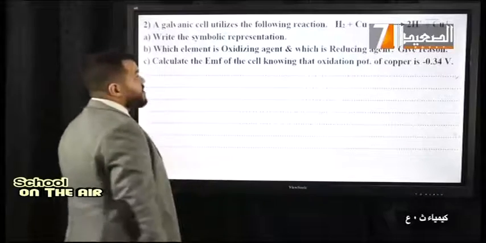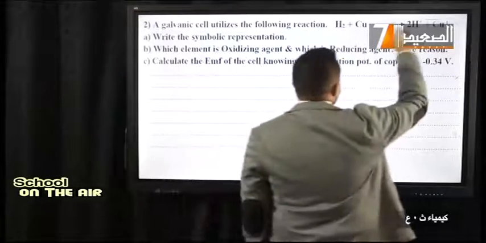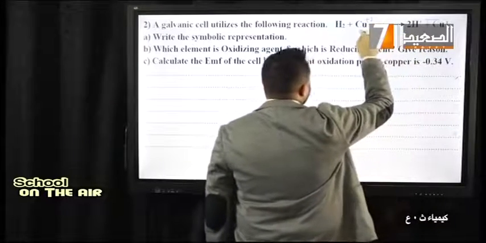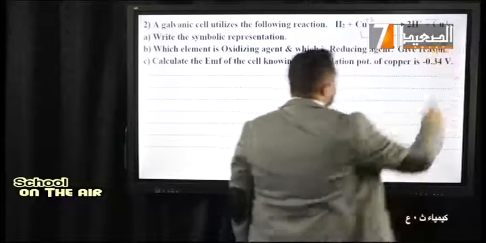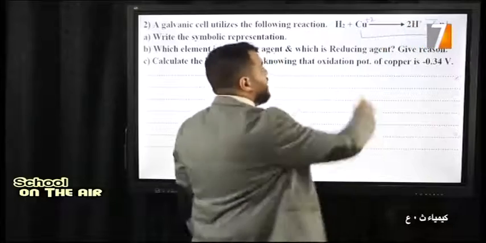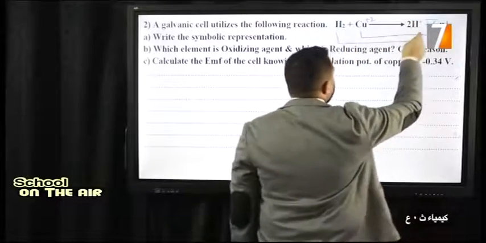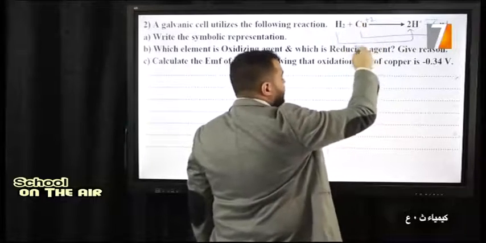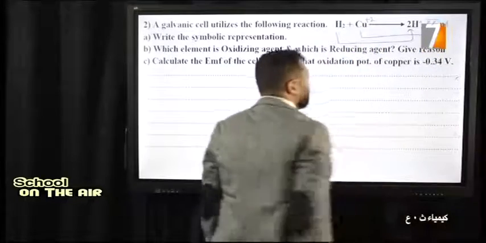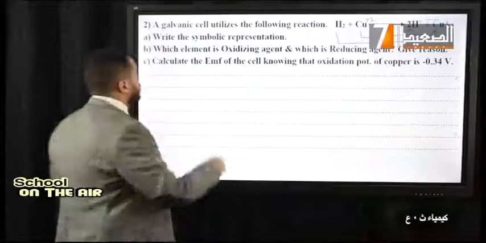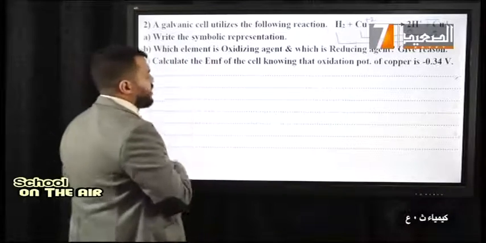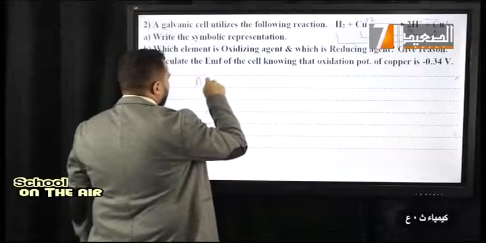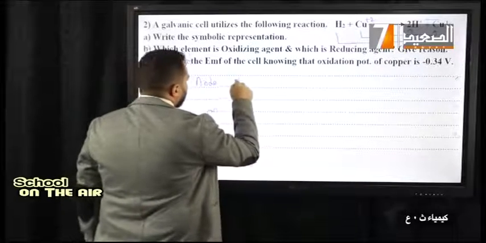A galvanic cell uses the following reaction: H2, which is changed into 2H positive, and copper positive 2, which is changed into copper 0. Okay, it's clear that one of them is oxidized and the positive charge is increased, and the other is reduced and the positive charge is reduced. Write the symbolic representation. We must write anode and cathode.